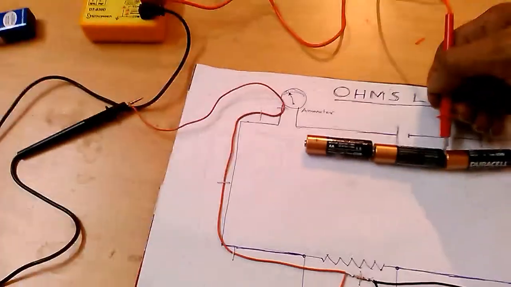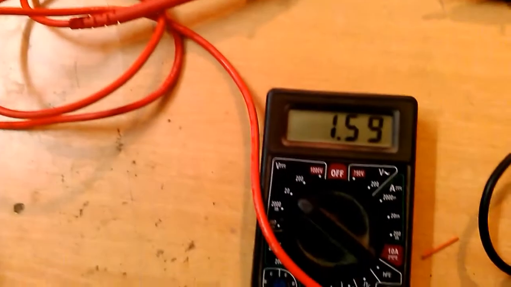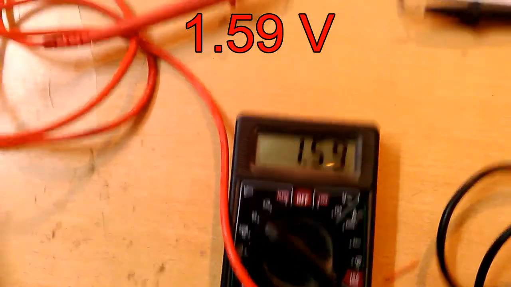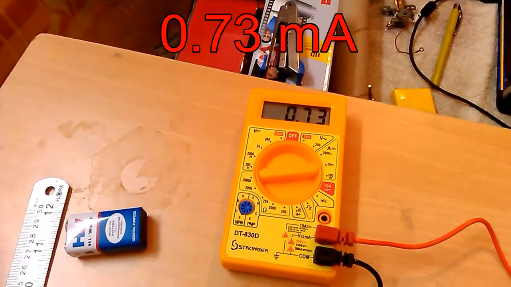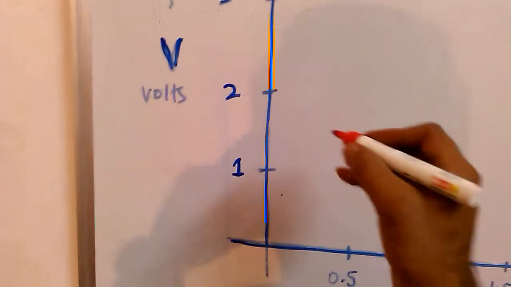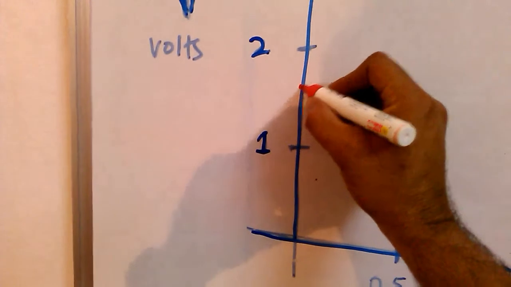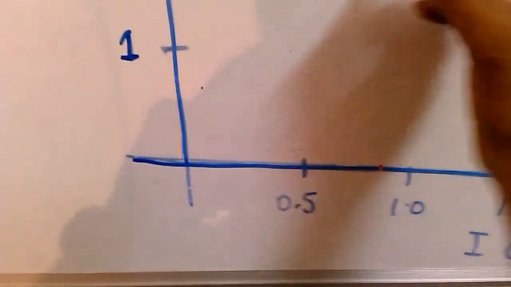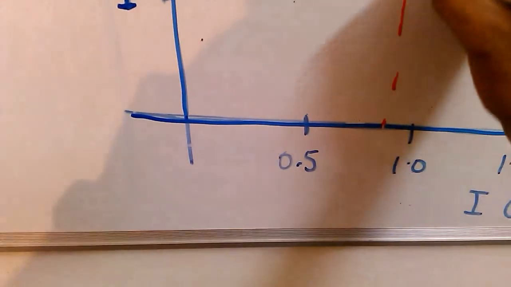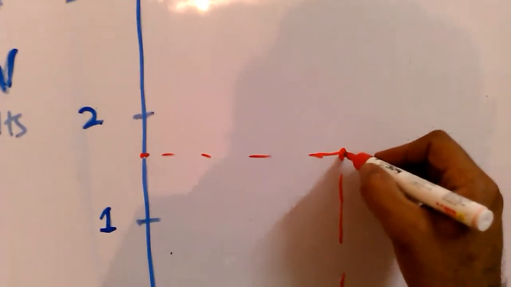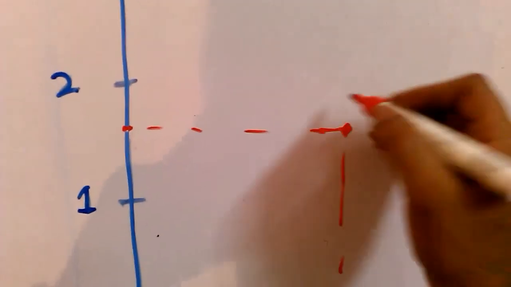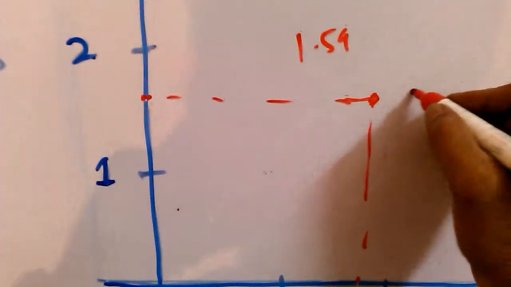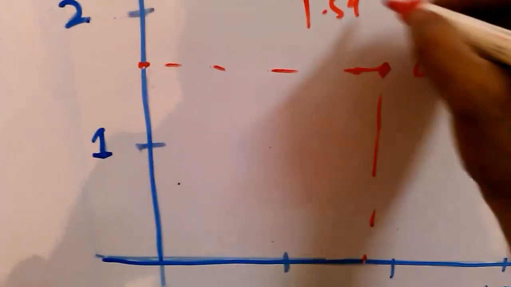Measure with one battery now, and let us see how much voltage it takes up. So it has taken up 1.59 volts and 0.73 milliamps. Let us mark this on the graph. Okay, so 1.5 is somewhere more than half, and 0.7 somewhere here. So this comes to somewhere here, matching point, and this point is 1.59 volts and 0.73 milliamps.